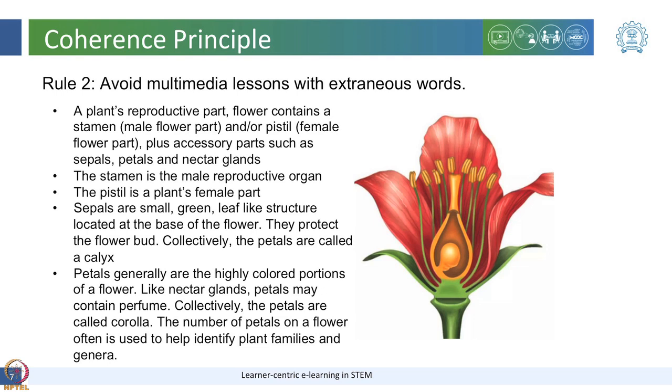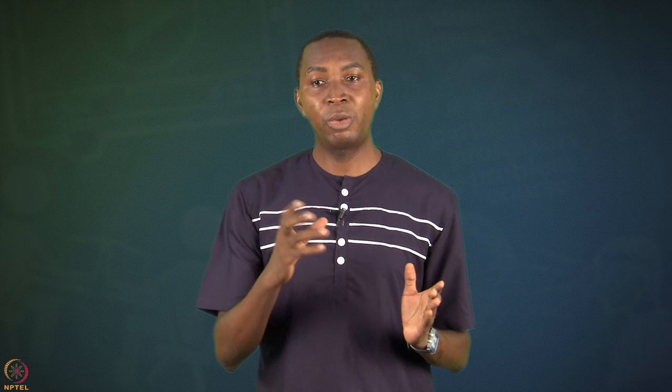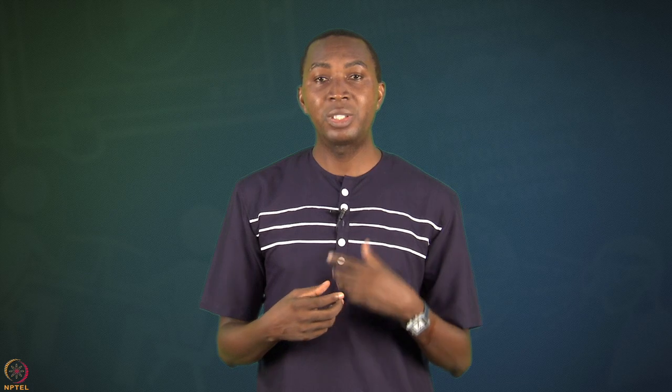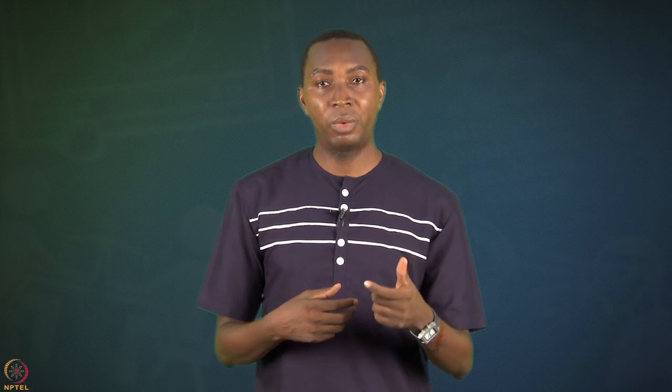Now, take a moment, take a few seconds, look into this image here, and think of what is wrong with this particular image. As you can see, this image is full of text. It has a lot of text on the left side of the image, and the flower is put on the right side. This amount of information or text becomes a little bit cumbersome for students to follow and to learn better. And this is what you call the second rule of the coherence principle, which states to avoid extraneous words in any e-learning content that your students need to undergo.